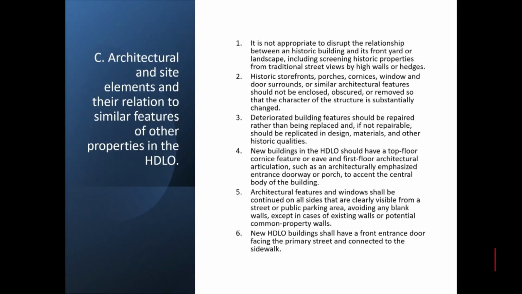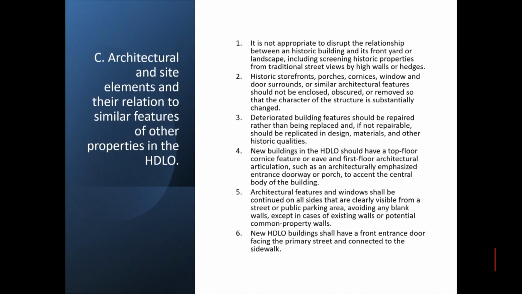And then the third section is looking at architectural and site elements and their relation to similar features of other properties in the HDLO, so going a little bit beyond the site. So it's not appropriate to disrupt the relationship between a historic building and its front yard or landscape, including screening historic properties from traditional street views by high walls or hedges, also obviously by buildings themselves, right? And this kind of goes back to the last section of buildings being set back or behind.